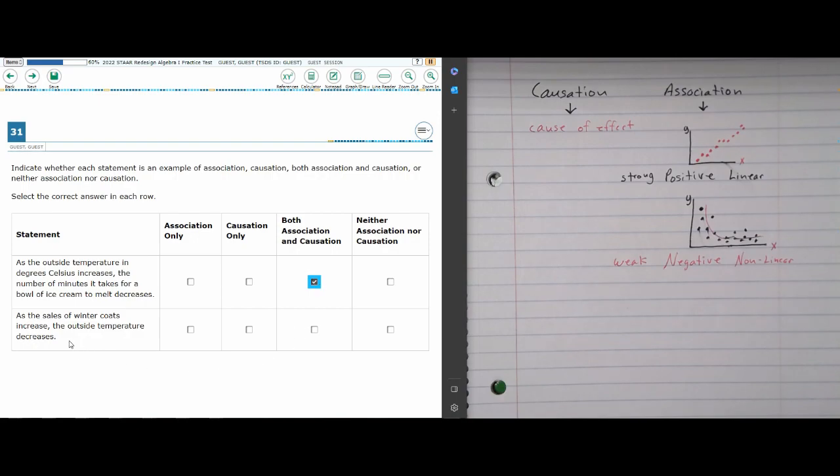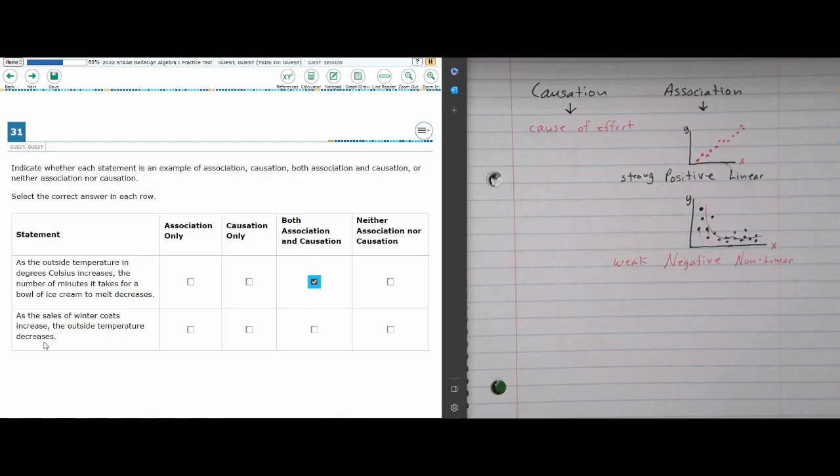Now let's look at the next one. It says as the sales of winter coats increase, the outside temperature decreases. Now some of you may look at it and go, this makes sense. When it gets cold, we go and we buy coats. But I want you to think about it. What caused the buying? Did the buying of coats cause the weather outside to get colder? Or was it that the weather outside got colder and it caused people to go buy jackets?